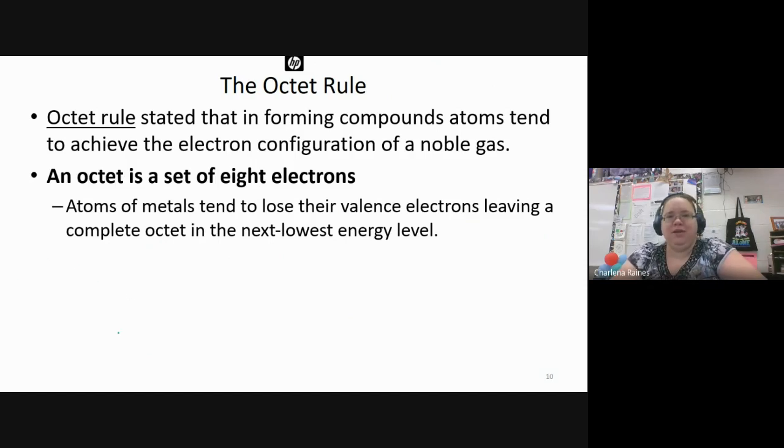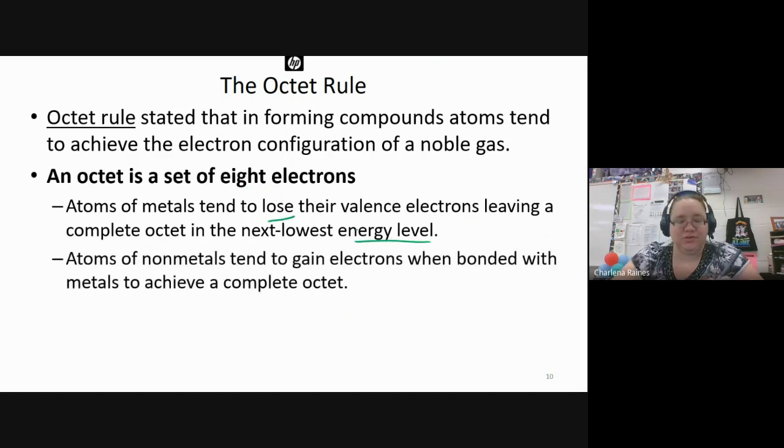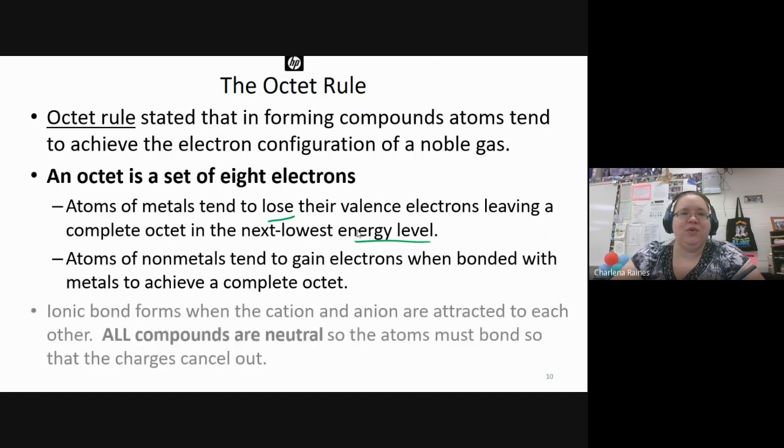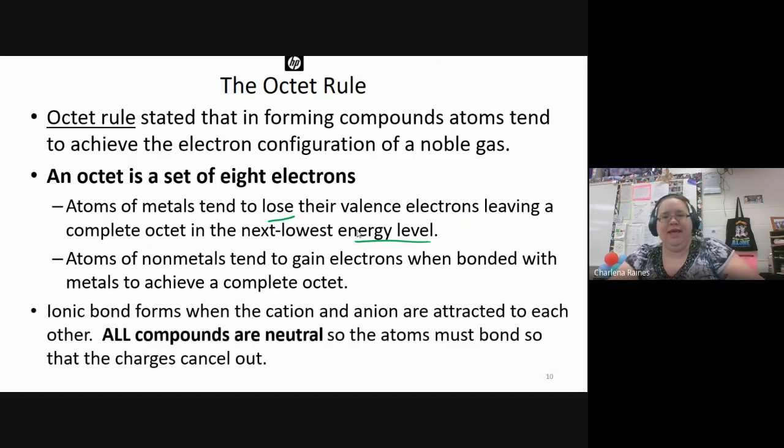Now, my metals will lose their electrons and drop down an energy level. My nonmetals will gain electrons and fill up that outer energy level. Either way, they end up with that octet, and we have a positive ion and our negative ion, and they are strongly attracted to each other. Ionic compounds are the strongest compounds that are out there.